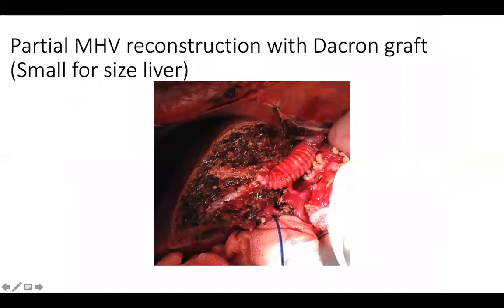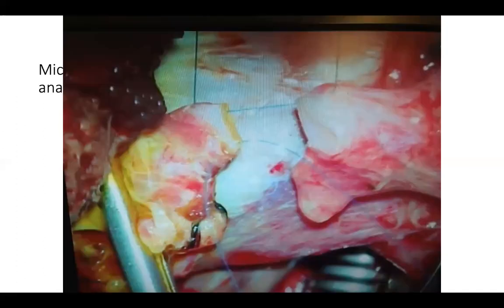This is partial middle hepatic vein reconstruction. This is the inside of the middle hepatic vein, and this is the reconstructed part in order to prevent a small-for-size liver. Arterial reconstruction can be carried out with high-powered loupes or a microscope.